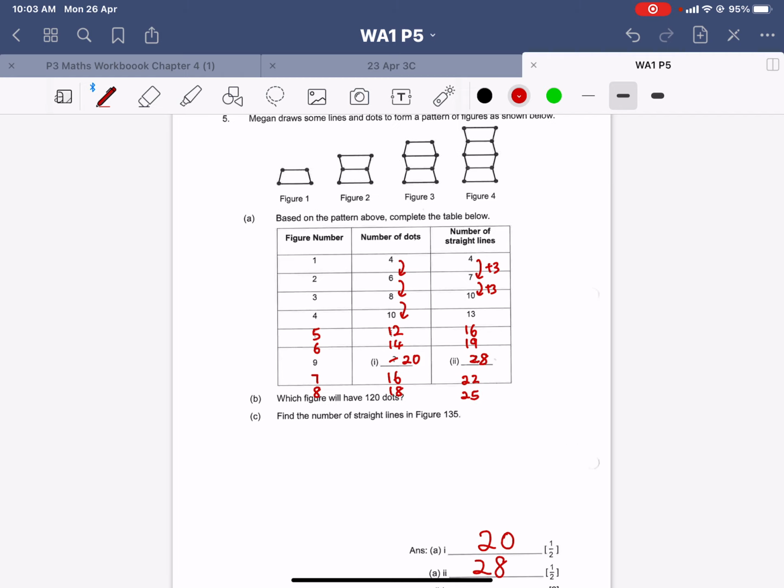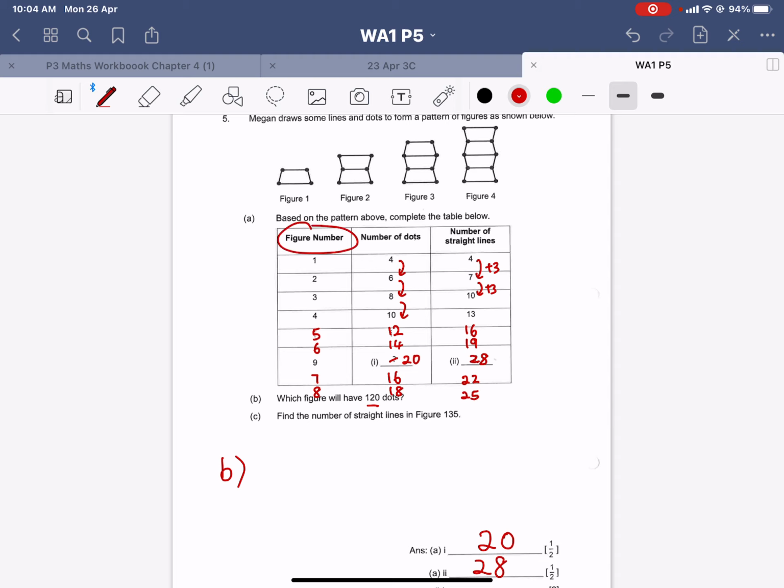Now the next thing is, which figure will have 120 dots? Now of course you have come to a point where you can no longer list until 120. It's going to take a lot of time. If you remember at the start of the year, some of the pairs tried to do the listing method, and in the middle they actually mislisted. They didn't list out one of the things and the whole list was wrong. So there must be a way in which the number of dots is connected to the figure number.